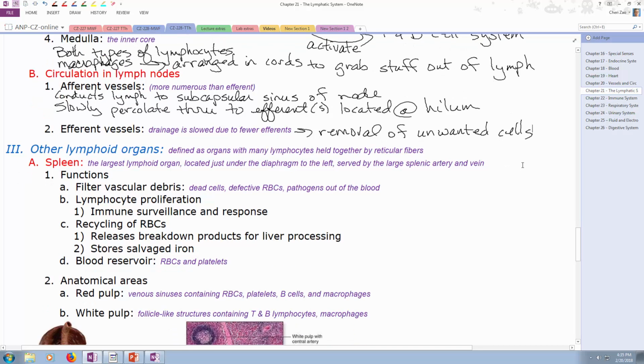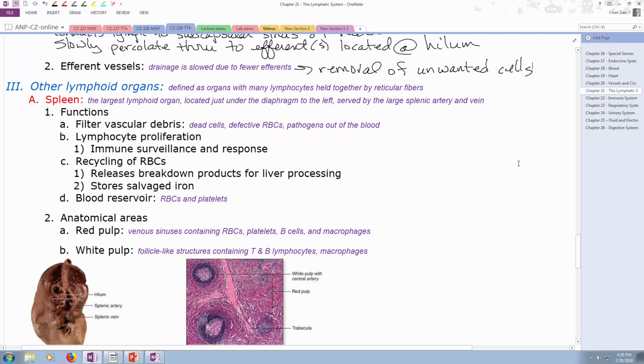Some other important lymphoid organs. They're called lymphoid organs because they have a bunch of lymphocytes in them and held together by that reticular fiber that I talked about earlier. The spleen is the next lymphoid organ that we're going to talk about. It is our largest lymphoid organ. It is just under your diaphragm to the left behind your stomach. So your liver's over here on the right, and then your stomach is more to the left, and right behind that is the spleen.